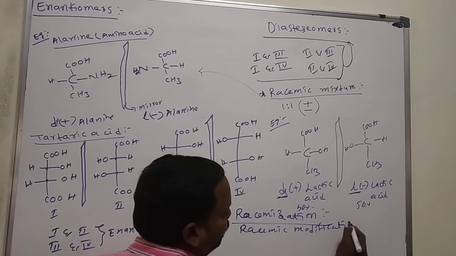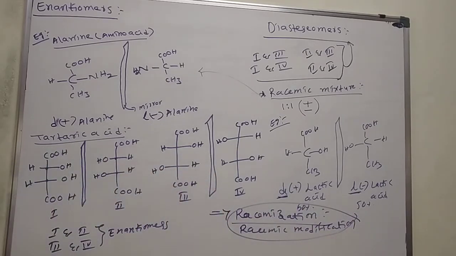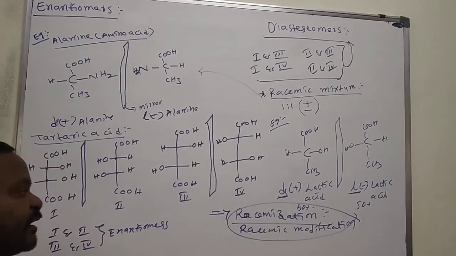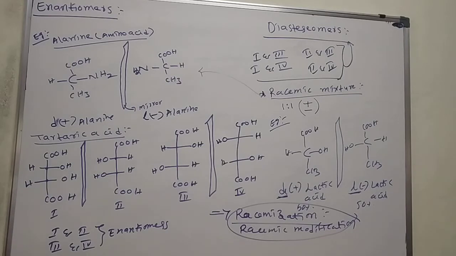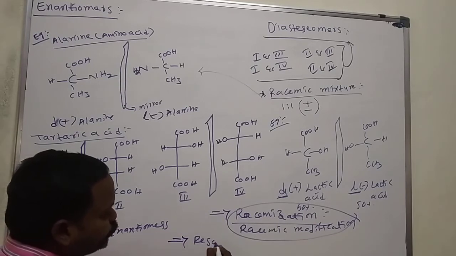What is the racemic modification? The preparation of racemic mixture from the individual organic molecule by treating with a reagent, we call racemic modification, or racemization. And one more term is there: what is the meaning of resolution?